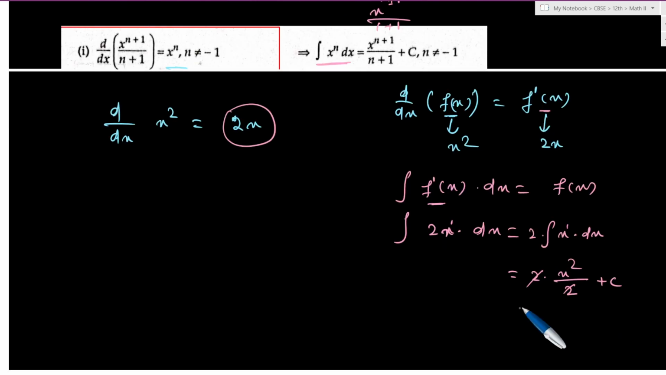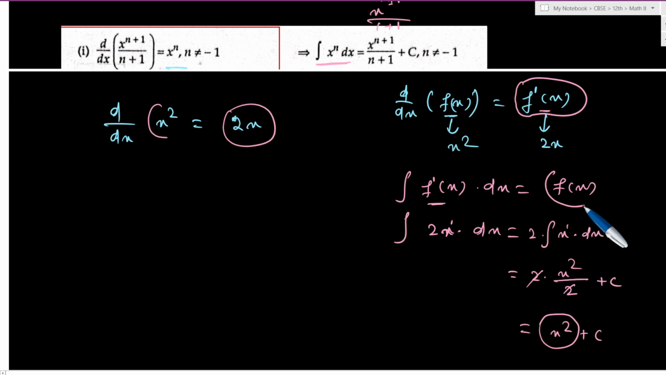So what we will get? X square plus c, meaning this function we get x square. I have written this: if we find the integration of the derivative, we'll get the f of x. F of x was initially this much, and we get this. Okay, simple. That's why integration is known as antiderivative.